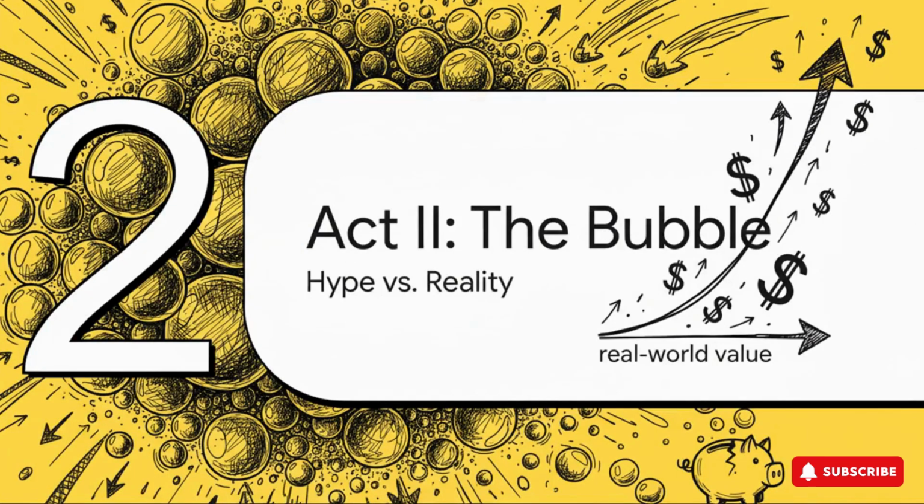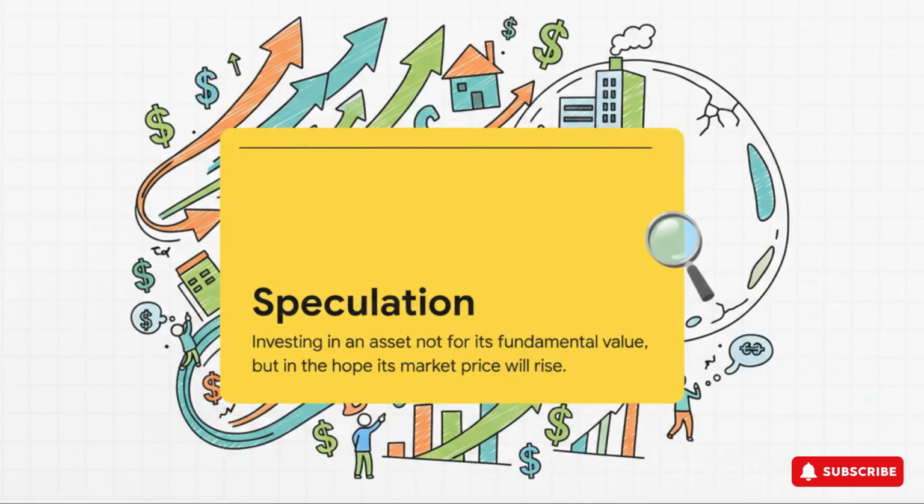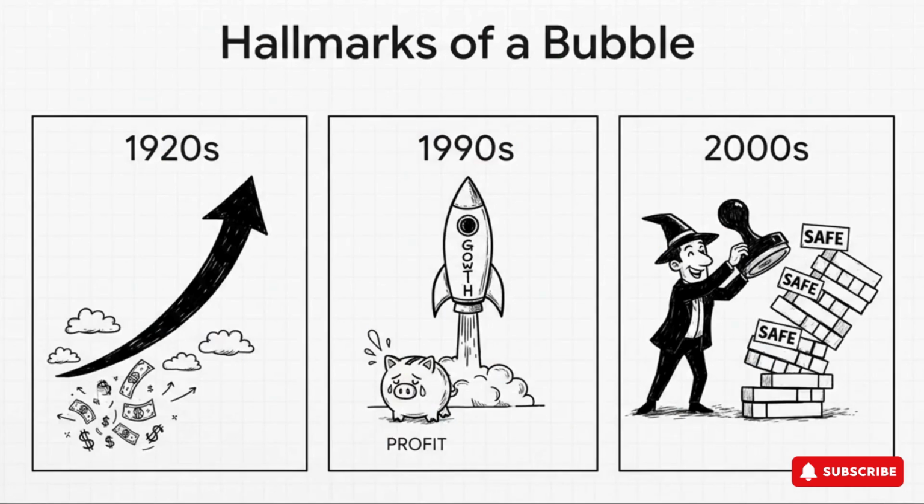So this brings us to Act 2, the bubble itself. This is that phase where rational optimism just kind of tips over into what they call irrational exuberance. Excitement takes over, and the price of something becomes completely disconnected from its actual real-world value. And the engine that drives this whole phase is one thing: speculation. It's that moment when people stop caring about whether a company actually makes a profit or if a house is a good place to live. The only thing that matters is the belief that you can sell it to somebody else for a higher price tomorrow. That's it.